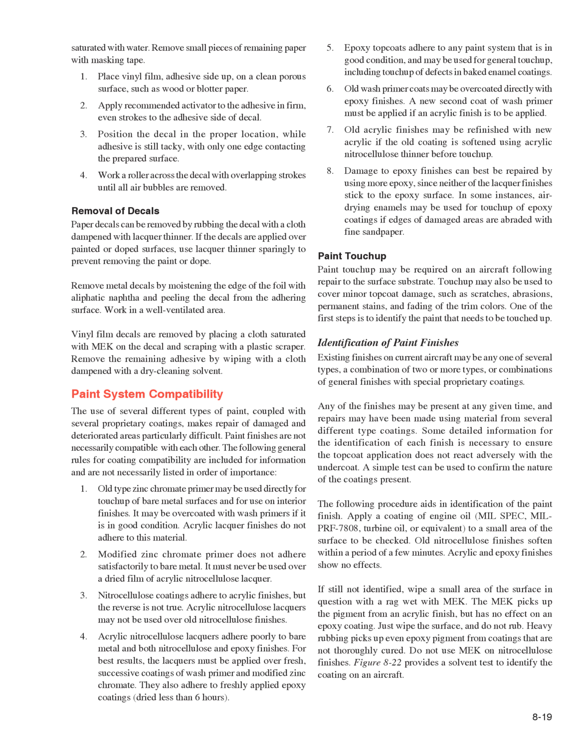Identification of paint finishes. Existing finishes on current aircraft may be any one of several types, a combination of 2 or more types, or combinations of general finishes with special proprietary coatings. Any of the finishes may be present at any given time, and repairs may have been made using material from several different type coatings. Some detailed information for the identification of each finish is necessary to ensure the top coat application does not react adversely with the undercoat. A simple test can be used to confirm the nature of the coatings present.